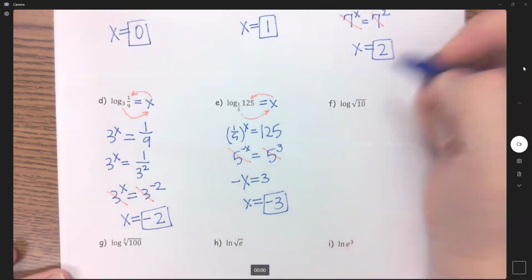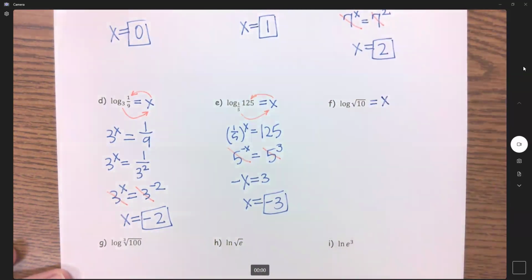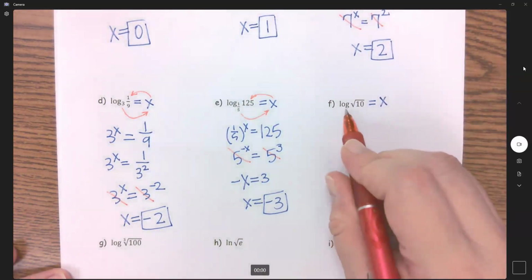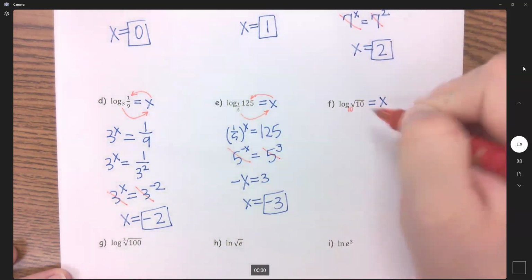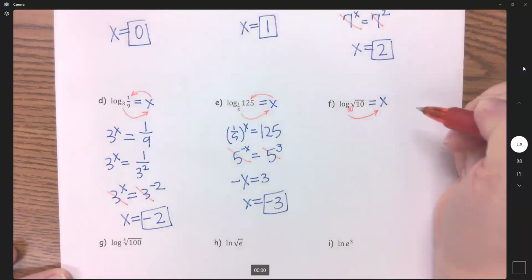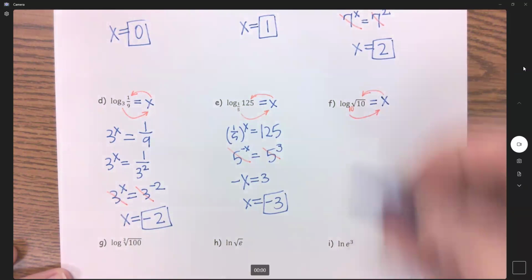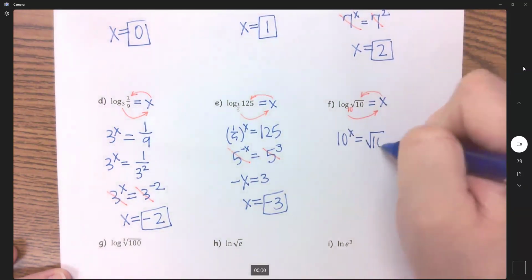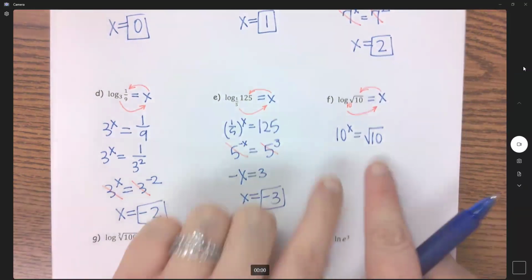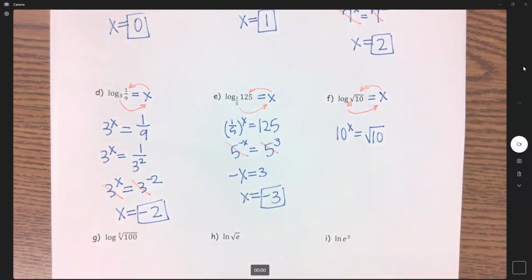On f, if I set this to equal x, rewrite it as an exponential, this is a common log. So the common log, that means we have a known base of 10. So base to the other side of the equals what is left. We have 10 to the x equals the square root of 10. Now these are very close to having the same base. This is where that rational exponent comes into play.